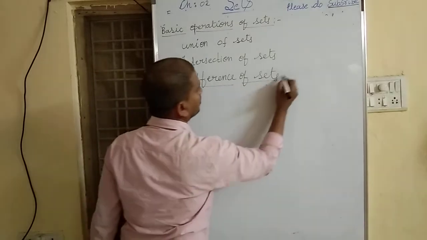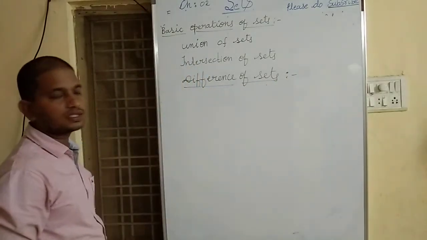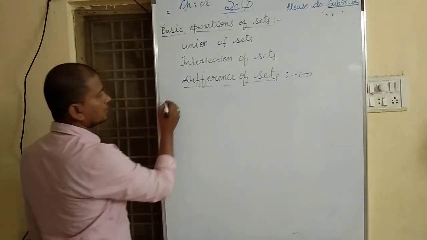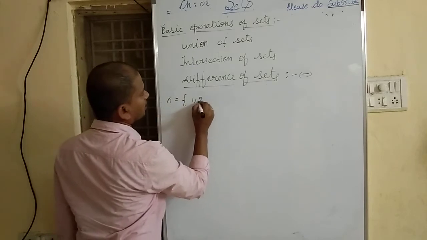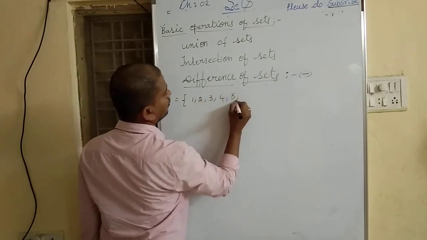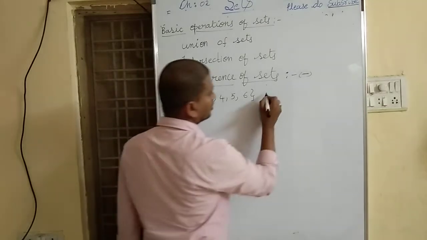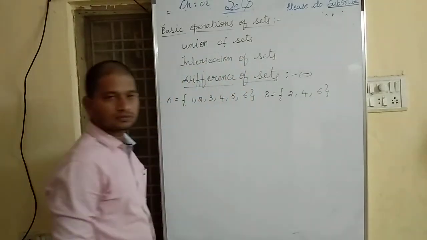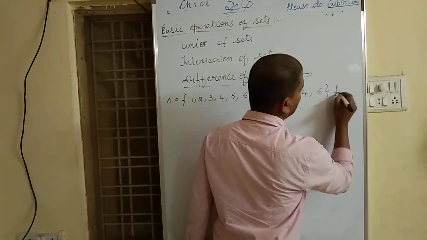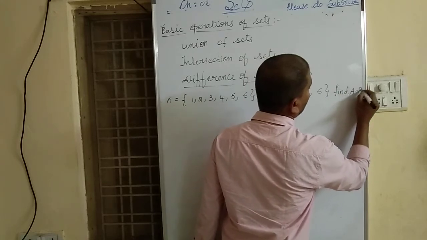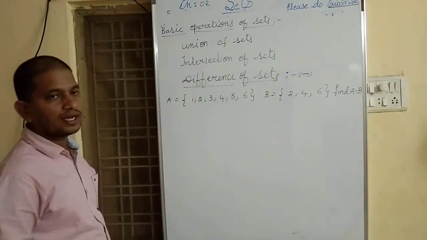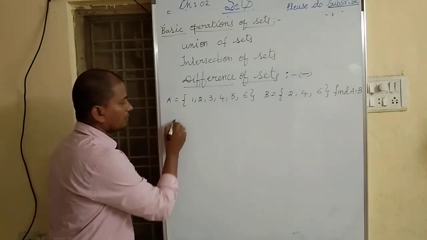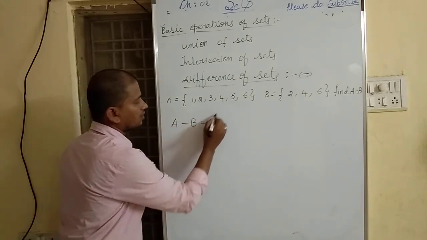Difference of sets. Difference means subtraction. Suppose A equals 1, 2, 3, 4, 5, 6 and set B equals 2, 4, 6. Then find the difference of A and B. Find A minus B. What do you mean by A minus B? Let me write A minus B.